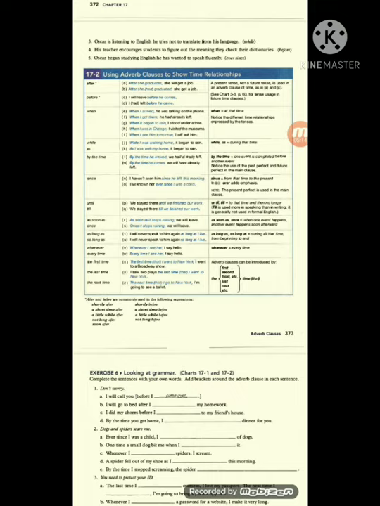After and before are commonly used in the following expressions: shortly after, a short time after, a little bit after, not long after, soon after, shortly before, a short time before, a little while before, not long before. Okay, next.